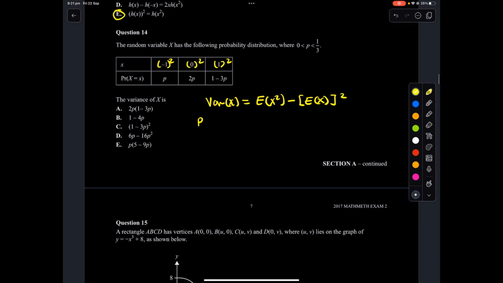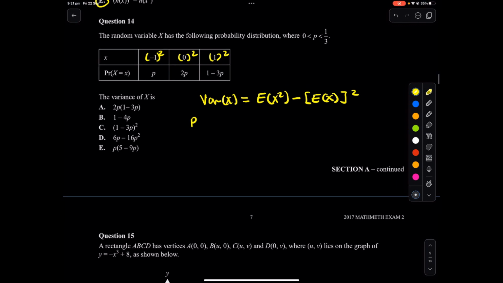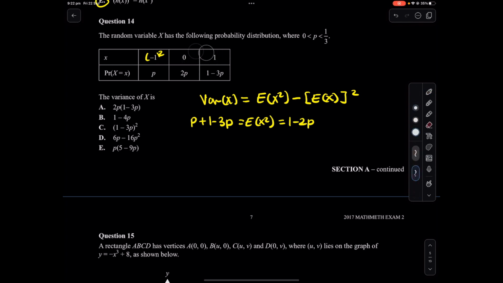That just becomes 0, then, oops, 1 minus 3p. So this over here is your expected value of x squared, which is 1 minus 2p. So, and then what about the expected value? So expected value is just, okay, multiply this, so it'll be negative p plus 1 minus 3p, and that will be negative 4p plus 1, and then we square all of that because we want the expected value to be all squared.